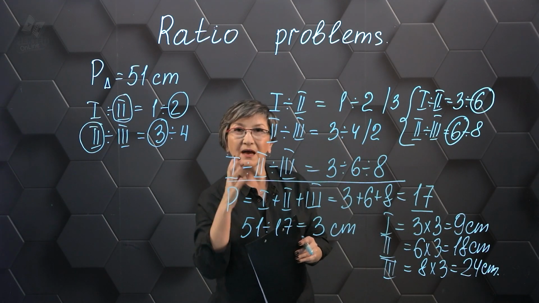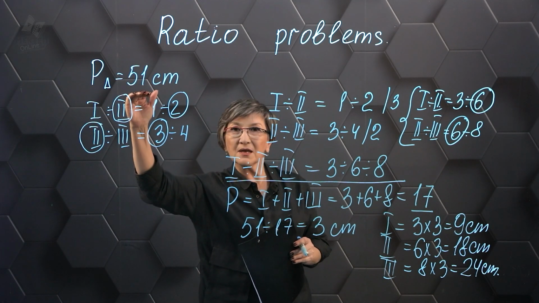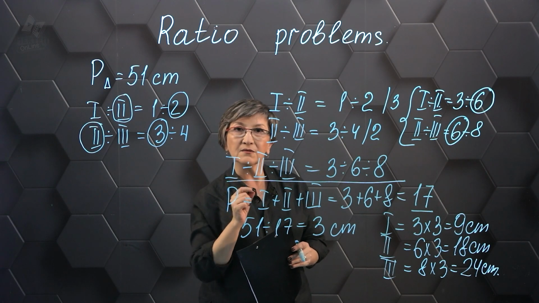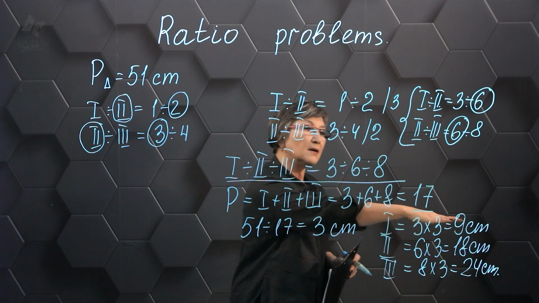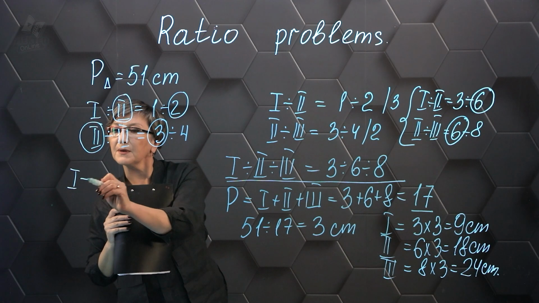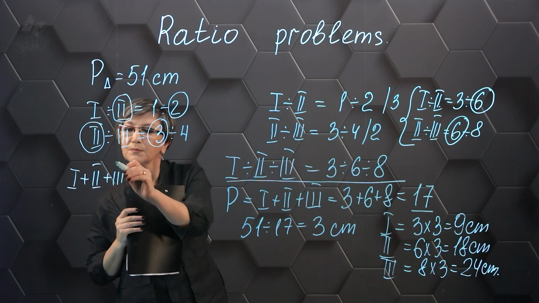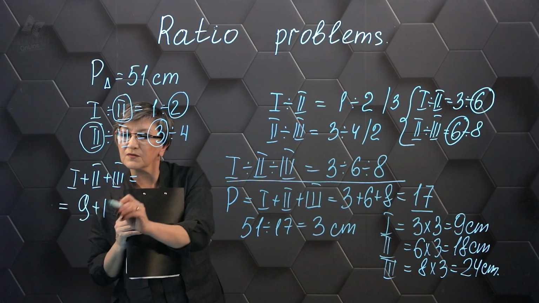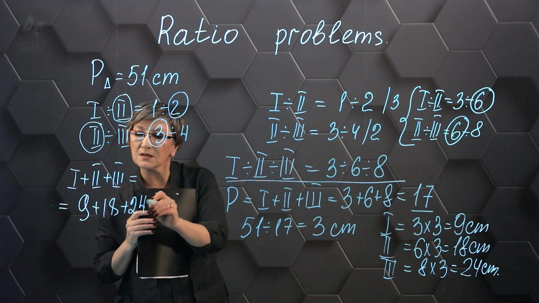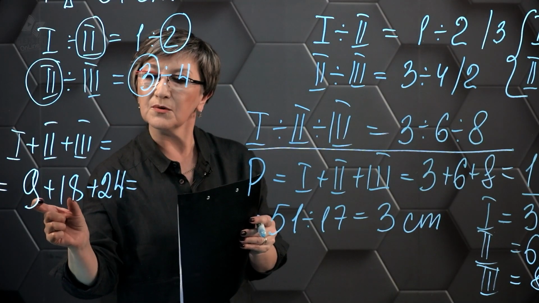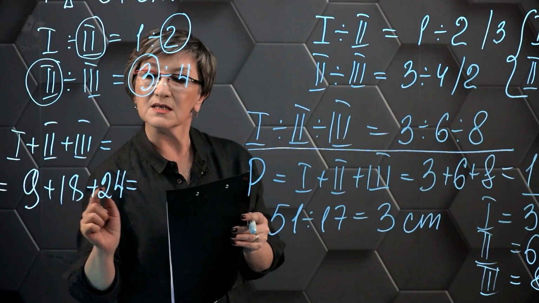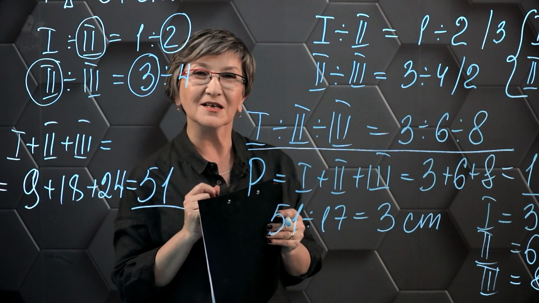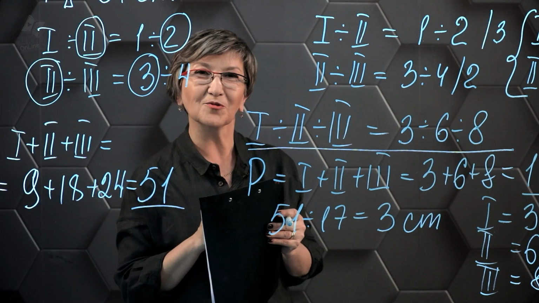Let's see if we solved the problem correctly. If the perimeter is 51 centimeters, the perimeter is the sum of the lengths of all the sides. And then the length of the first side plus the length of the second side plus the length of the third side is 9 centimeters plus 18 centimeters plus 24 centimeters. 9 plus 18 is 27. 27 plus 24 is 51. We solved the problem correctly and found the lengths of the 3 sides of the triangle.